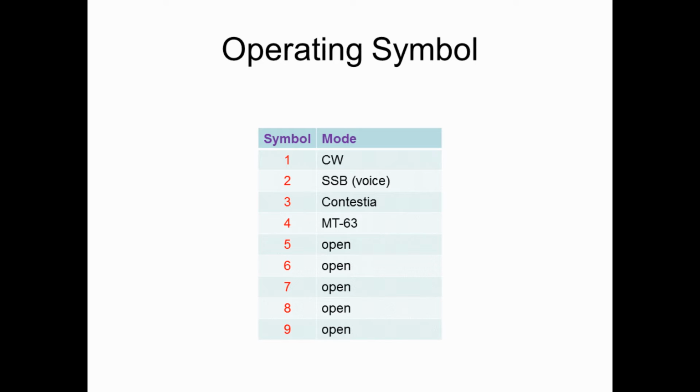Now that we've defined the first 2 symbols in the net naming schema that refer to the state area regions, we're moving on to the 3rd symbol, which defines the operating mode. If the 3rd symbol is a 1, it is CW. 2 implies single sideband voice. 3 implies Contestia. 4 implies MT63. 5, 6, 7, 8, and 9 are open.